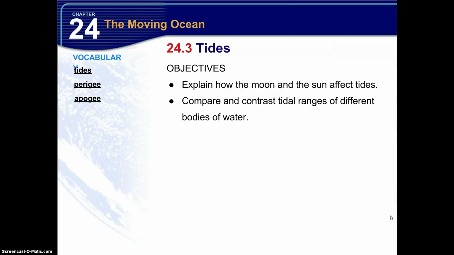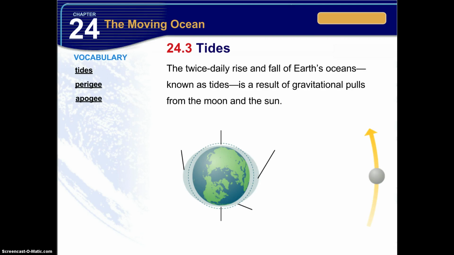Key idea: tides, the periodic rise and fall of ocean waters, are affected by the moon, the sun, and the shape of the shoreline. The twice daily rise and fall of Earth's oceans, known as tides, is a result of gravitational pulls from the moon and the sun.